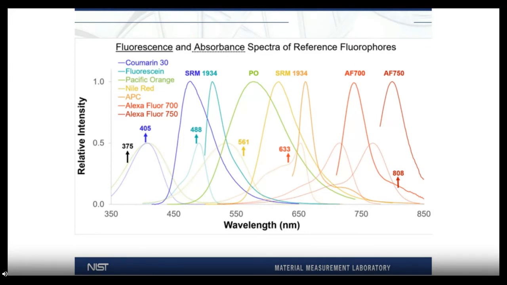What we want to do in the future is really cover all of the fluorescence channels that are available on flow cytometers. So we want to go further into the UV on the left side and further into the near IR on the right side, as well as maybe filling in some gaps in the middle. And we are working on that.